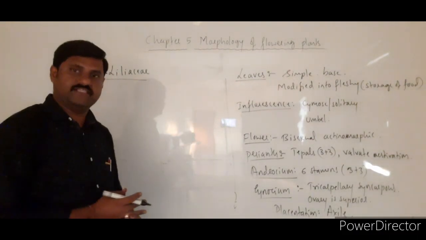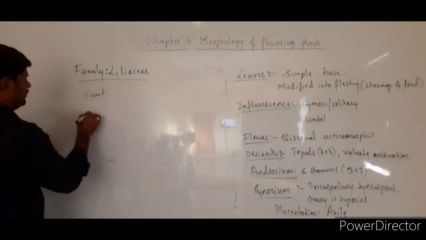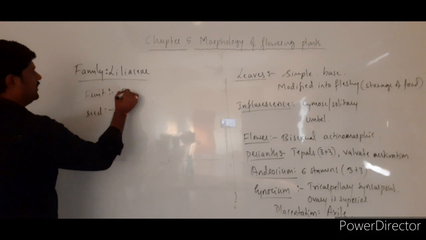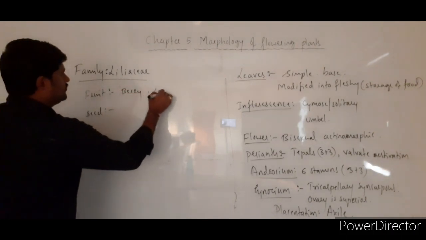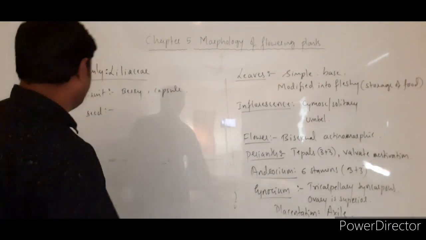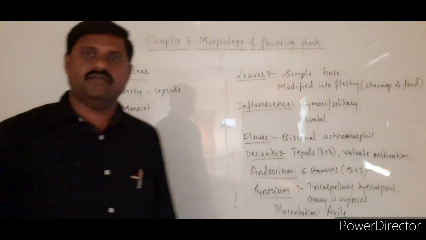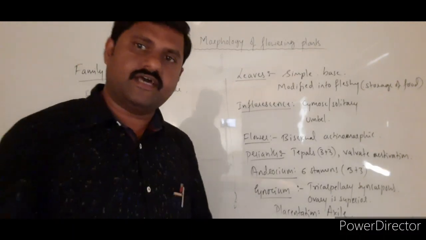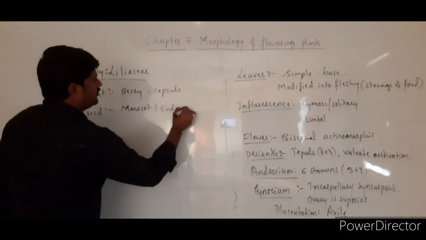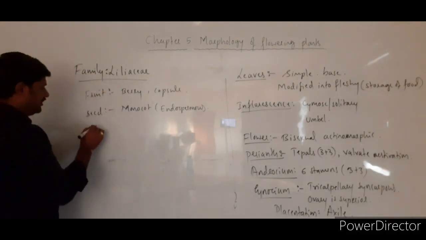And apart from this one, next one is fruit. So fruit and seeds are also very important over here. Fruit is once again berry or capsule. So berry or capsule. So here the seed is monocot seed. Monocot seed is present over here. And all seeds are endospermous ones. These are endospermous seeds. Right?